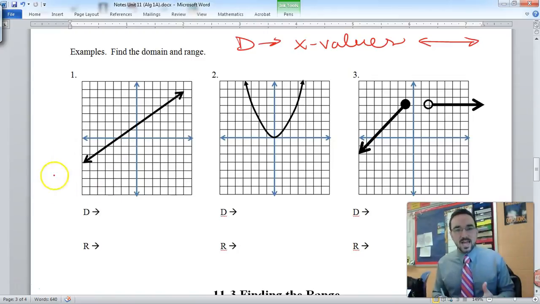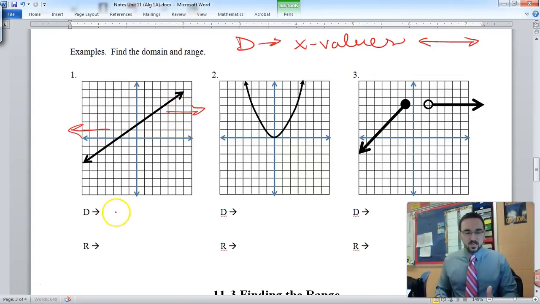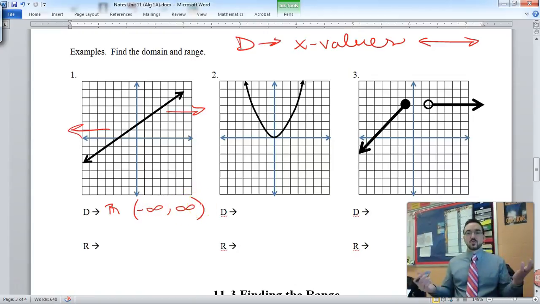So in this problem, do I have a bound to how far right and how far left my values go? In this function, no, I don't, because this heads off to the right forever and heads off to the left forever. So this is just going to be all real numbers, just because we have x and y going off in both directions forever. If we want to do it in set notation, we would have an open bracket, and then negative infinity to infinity, because it extends in both directions forever.